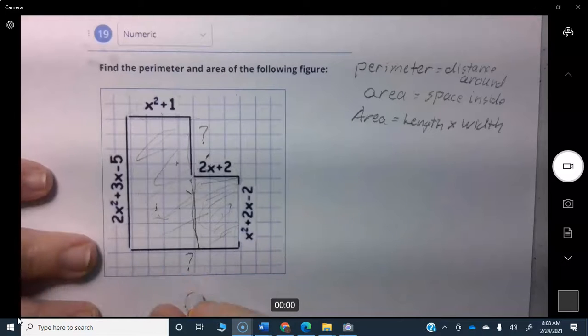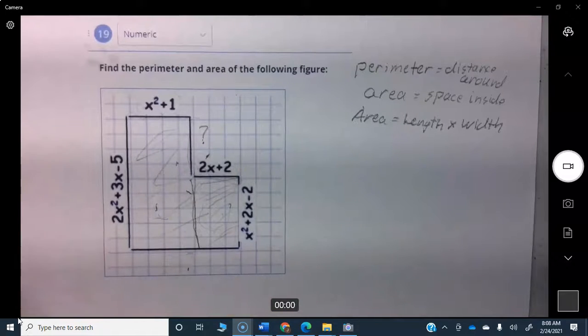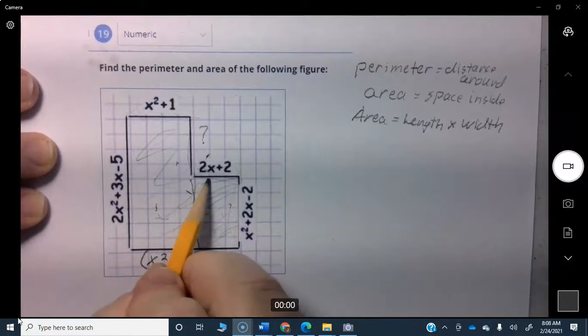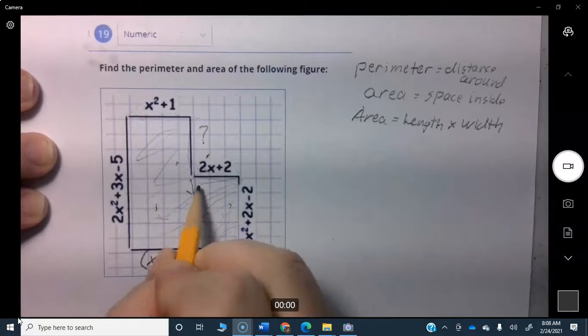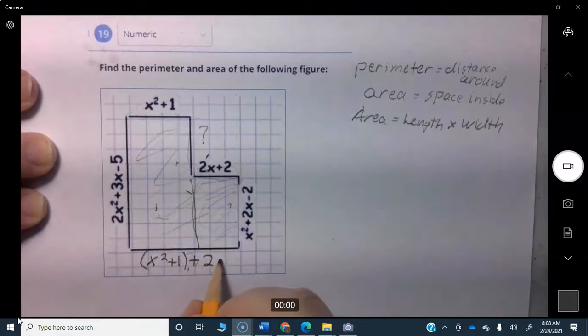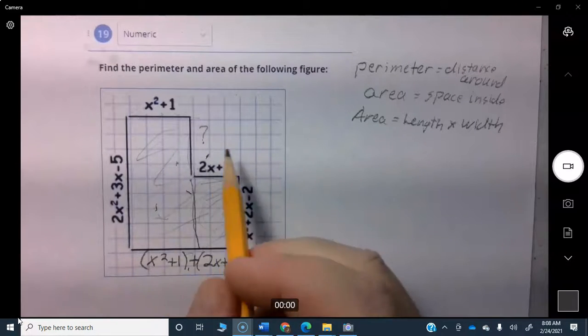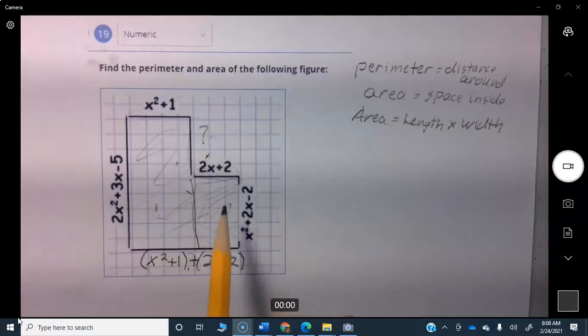So what I can do is change this down here to x squared plus 1. I'll put it in parentheses, plus this side, 2x plus 2. That's this side, okay? So now we're figuring out the perimeter, the distance all the way around. So now there's only one side we don't know, and that's this side.